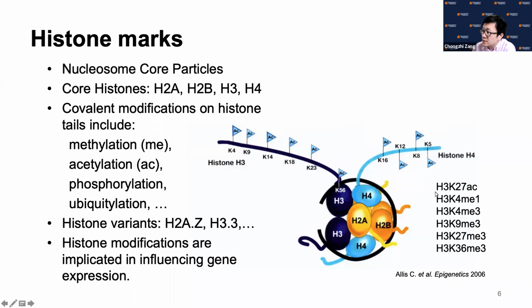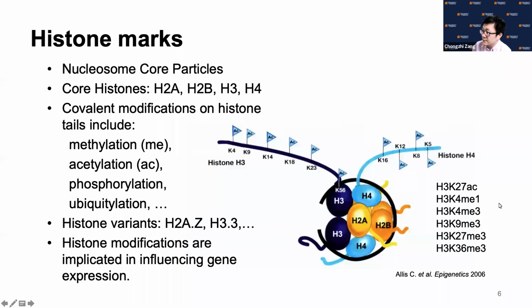I'll briefly mention the notation for histone modification. A histone modification is notated as H3K27ac, which means this is a histone modification on the histone H3 molecule's tail, at the 27th amino acid, which is a lysine, and this modification is an acetylation. So H3K27ac means histone H3 at lysine 27 acetylation.